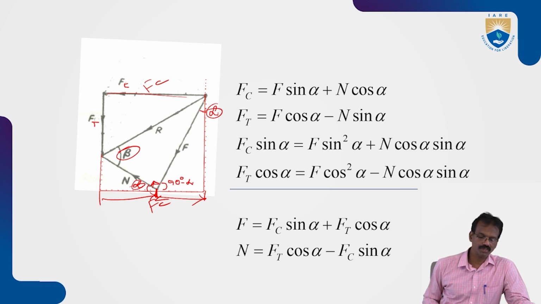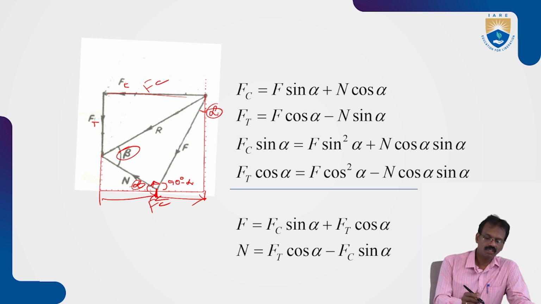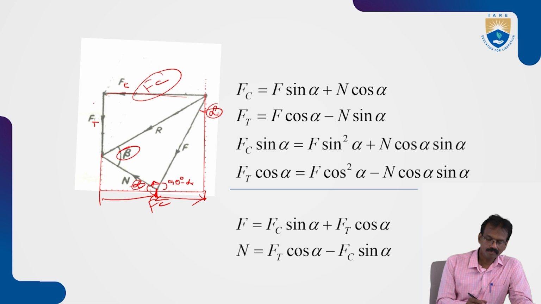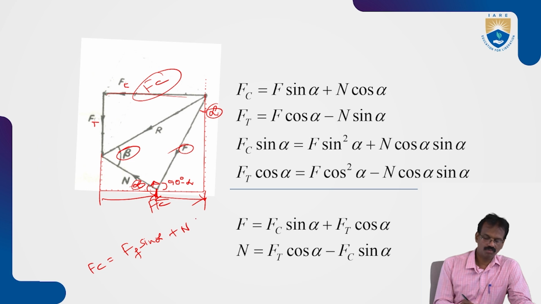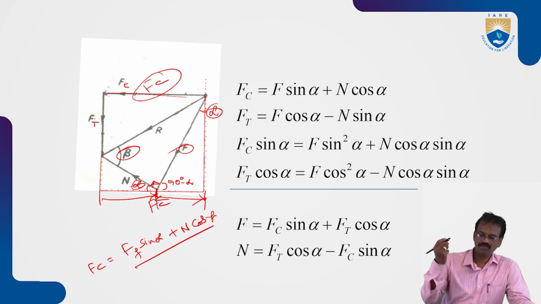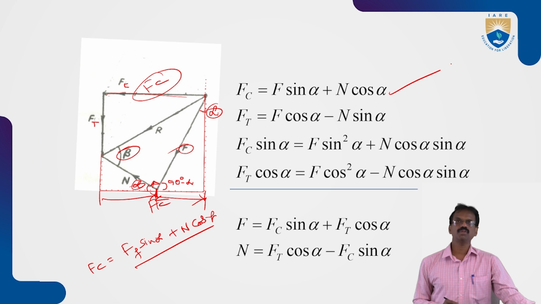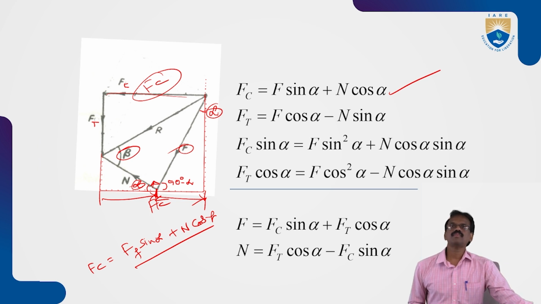Mu is equal to the coefficient of friction. The frictional angle is beta. So by using this, you can find out the Fc. Fc is equal to the frictional force, Ff, into the opposite side, minus sine alpha, plus N, the normal force, into cos alpha. So this is the formula. By using this formula, you can find out Fc, the cutting force.